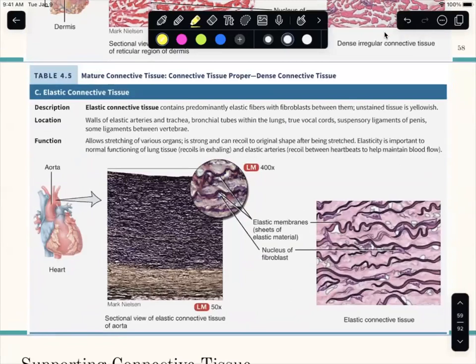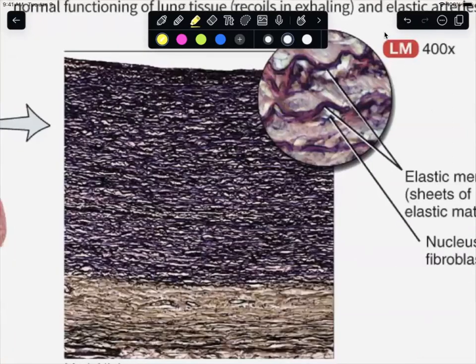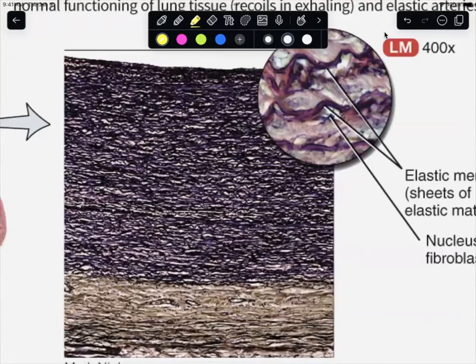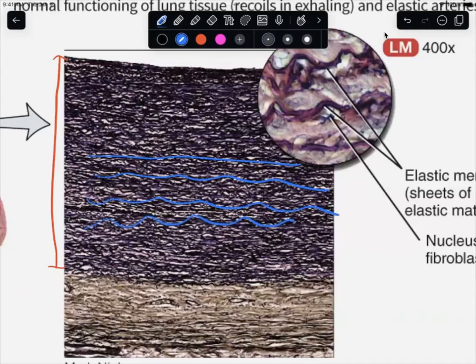Then we have elastic connective tissue. This elastic connective tissue is mostly elastic fibers. That's all you can see. So let's look. This is in the aorta, the main blood vessel that comes off of the heart. From here to here, those are all elastic fibers. There are just lots of these elastic fibers that are going across. They're kind of not straight. They're nice and jumbled up. So these elastic fibers, they can stretch. So every time blood gets pumped out of your heart, that aorta is going to stretch. When that aorta stretches, those elastic fibers allow that aorta to stretch and come back to its normal shape.